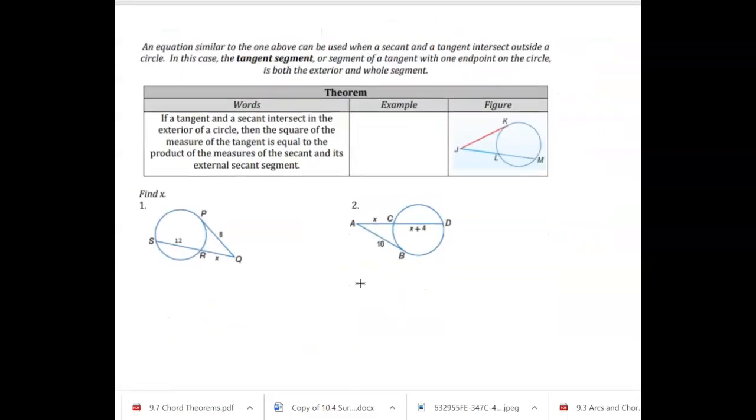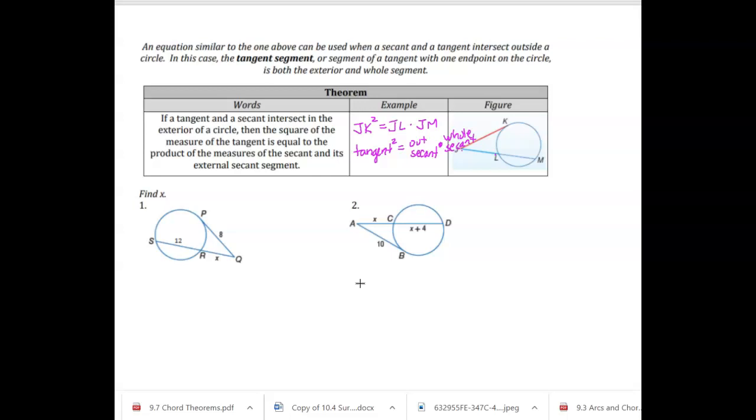All right, let's learn about our second theorem. So this time we have a tangent on one side, so JK is a tangent, and then we have a secant, okay? And so the theorem that we're going to learn, or the rule, is that the tangent squared, so I'm going to say JK squared, or tangent, is equal to the outside, so JL, times the whole, JM. So this is the outer secant times the whole secant.